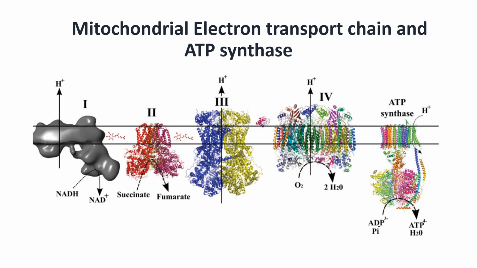In the inner mitochondrial membrane you have complex 1, complex 2, complex 3 and complex 4, located in this order, and finally electrons are transported from NADH or FADH2 to complex 3, and from complex 3 the electrons are moved to complex 4.